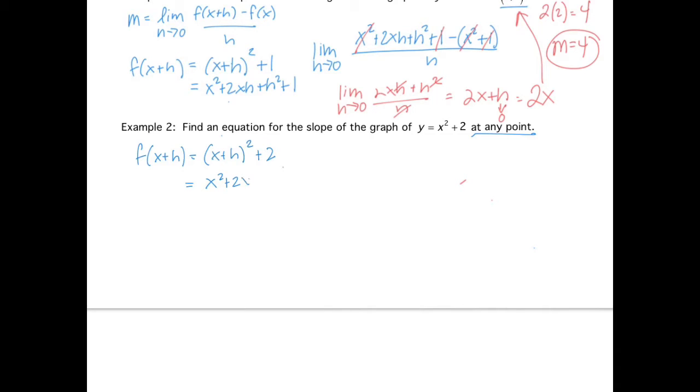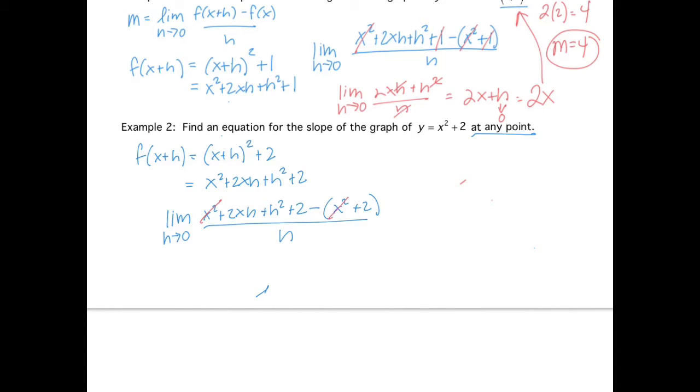So x squared plus 2xh plus h squared plus 2, and then I'm going to take that and subtract the f of x. So now I'm going to find the limit as h approaches 0 of x squared plus 2xh plus h squared plus 2 minus my x squared plus 2, which is my original function, all of that over h. And then again, a bunch of stuff's going to cancel.